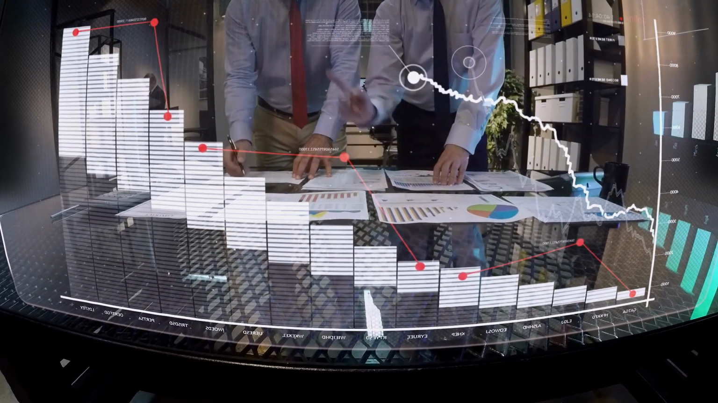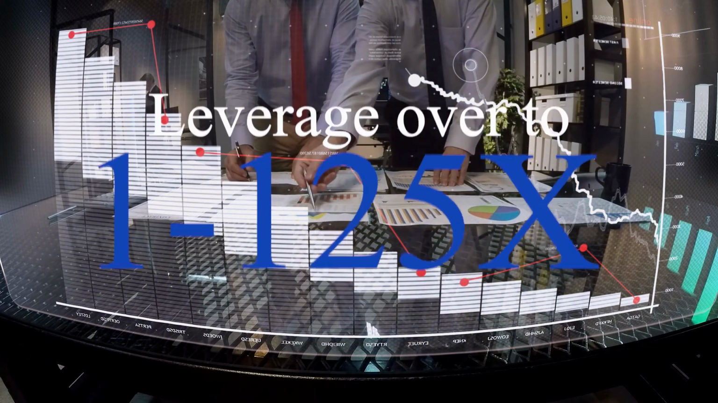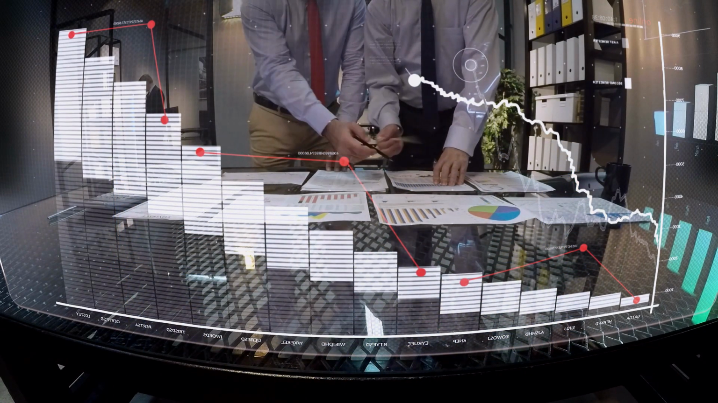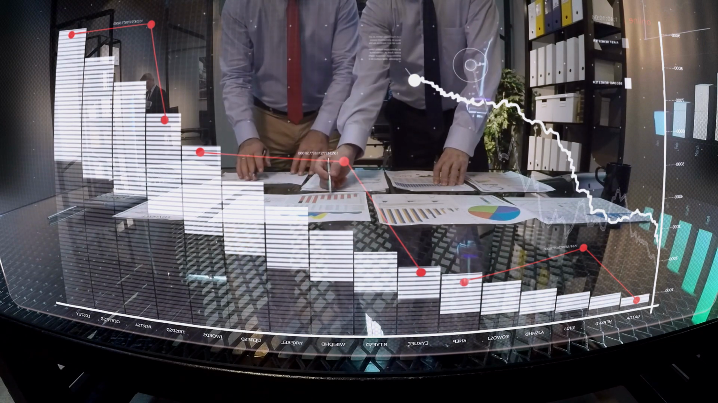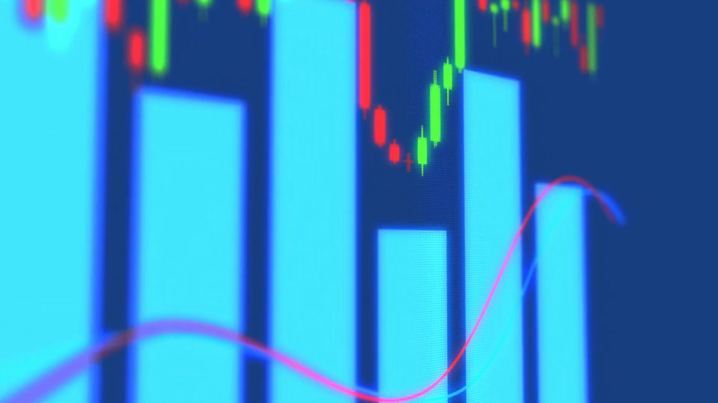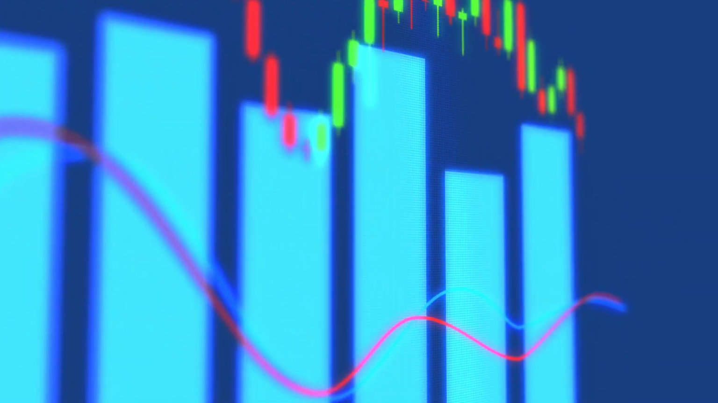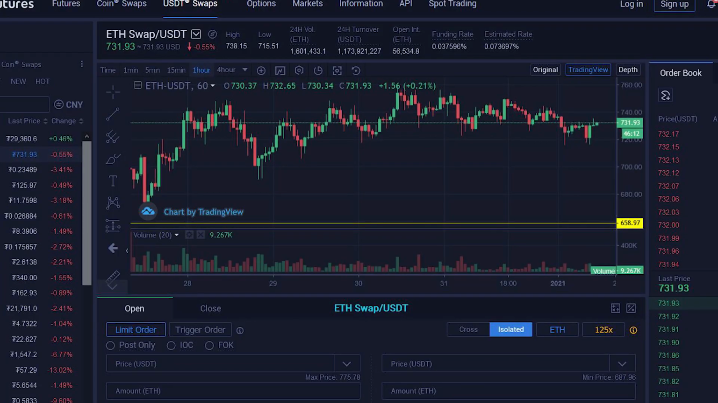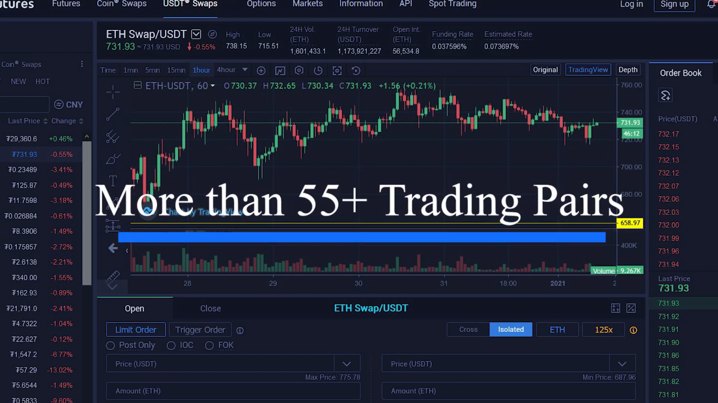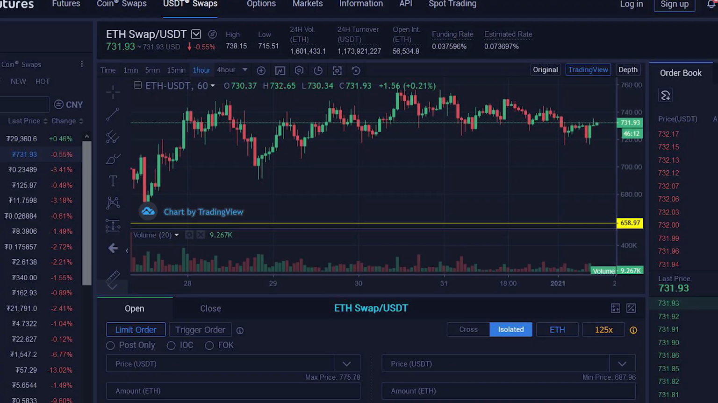USDT margin perpetual swaps offer you 1x to 125x leverage on your trades, allowing you to trade up to 125 times the amount in your account. However, remember, higher leverage puts you at a higher risk of being liquidated. Trade leverage positions with caution. Currently, Huobi offers more than 55 trading pairs on its USDT margin swaps and keeps growing.